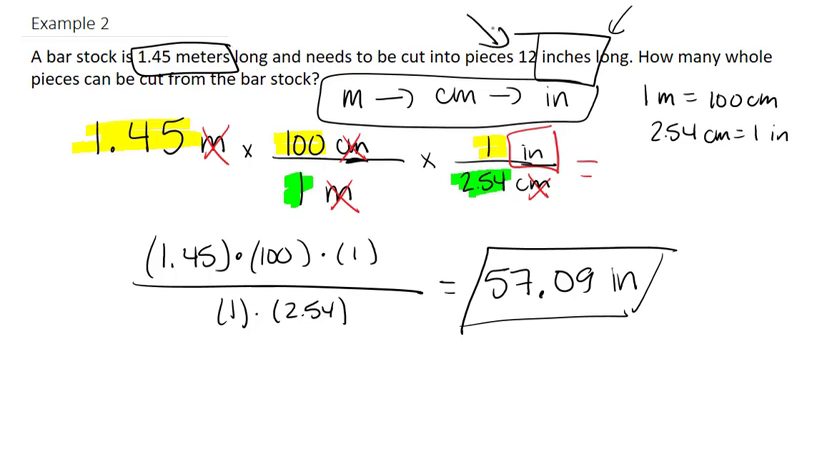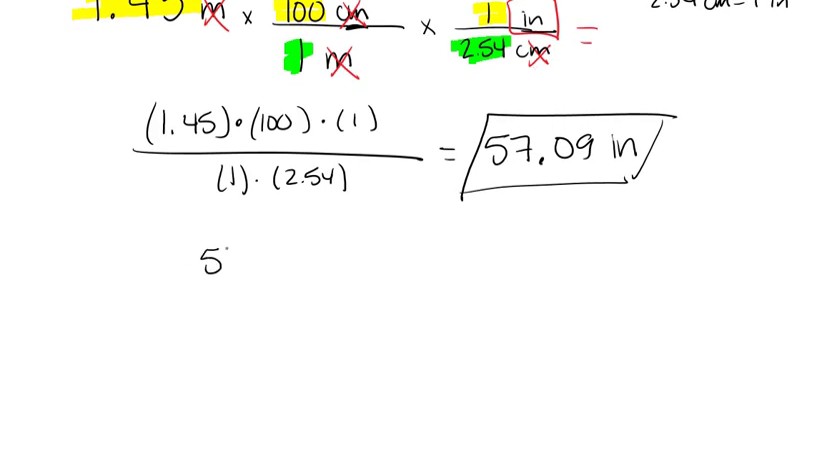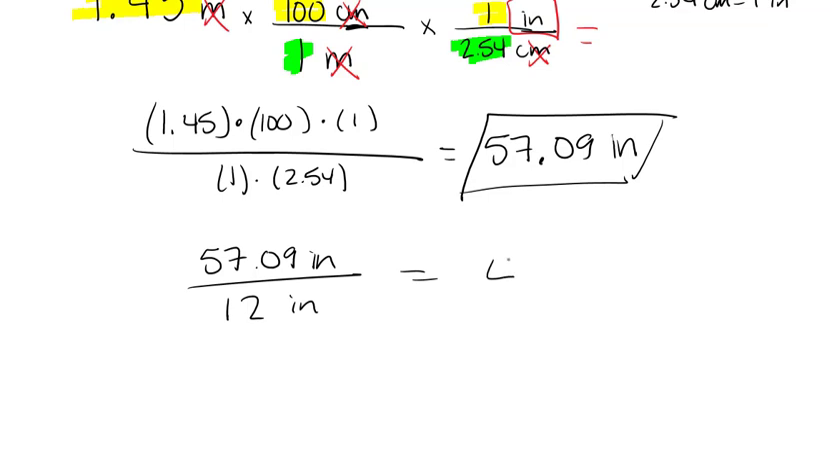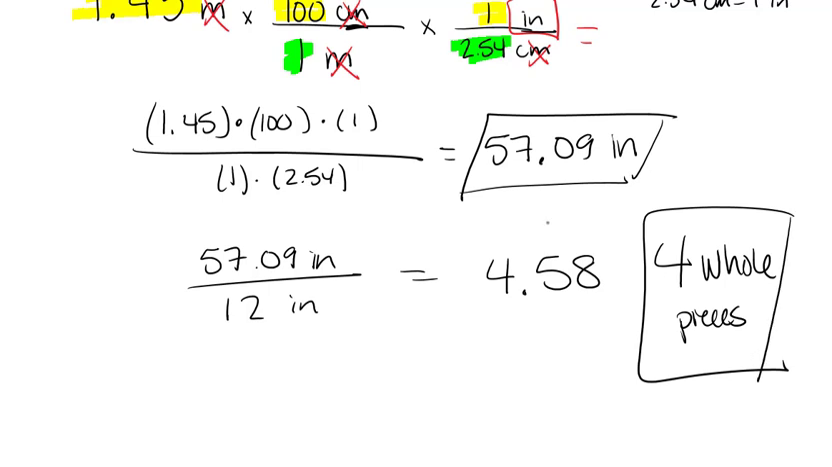The next actual question is how many pieces can be cut from this. So if we take 57.09 inches and divide by 12 inches, that will get us the number of pieces. So now we just divide by 12, and we get 4.58. So that means we're going to have 4 whole pieces cut that are going to be 12 inches long.